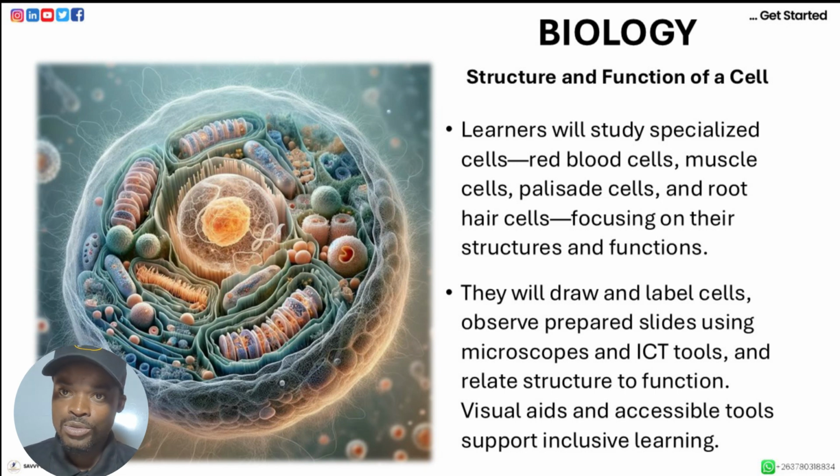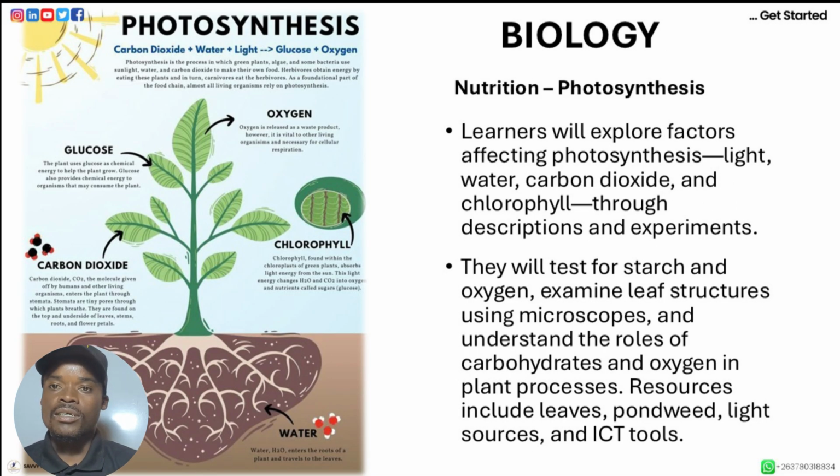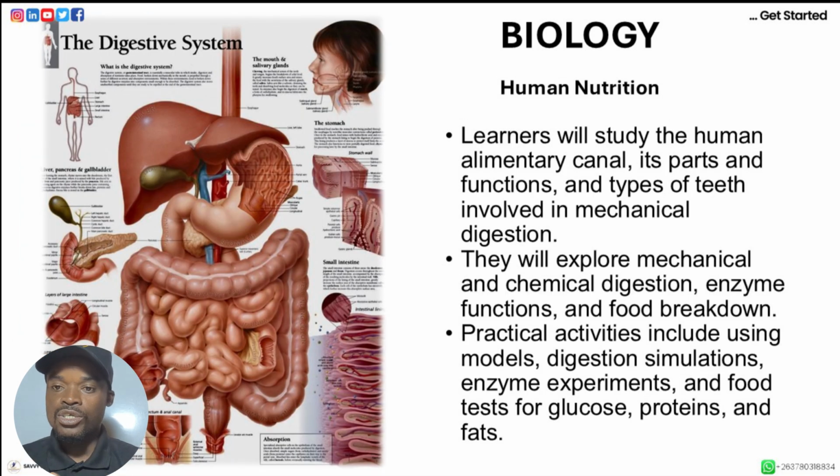Then we move to the next topic, which will be on nutrition, focusing mainly on photosynthesis. Here we will explore factors affecting photosynthesis like light, water, carbon dioxide and chlorophyll through descriptions and experiments. You should be able to test for starch and oxygen, examine the leaf structures using microscopes, and understand the roles of carbohydrates and oxygen in plant processes. Then we focus on the next topic, which is nutrition.